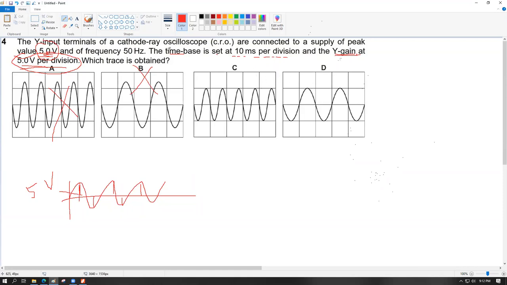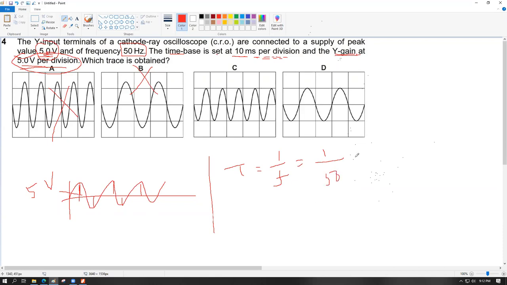So let's go for the time base information right now. The question says that this input signal has a frequency of 50 hertz, and the time base is given at 10 milliseconds per division. So to make good sense, we're going to convert this hertz information into time period and convert that time period into millisecond information. If I do that, time period is given by 1 over frequency, which gives you what?